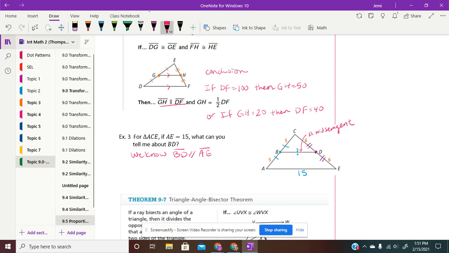And I can find the length of BD. AE is 15. This mid-segment is going to be half. So what's half of 15? 7.5.